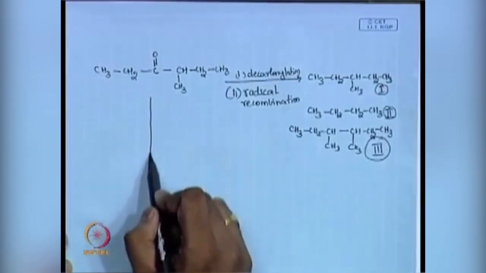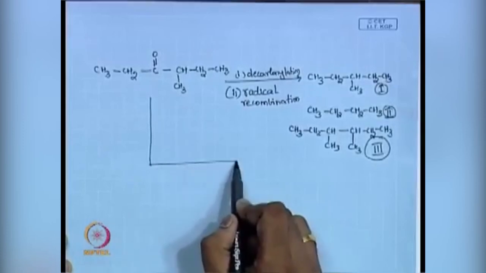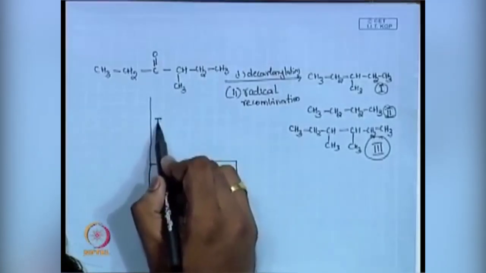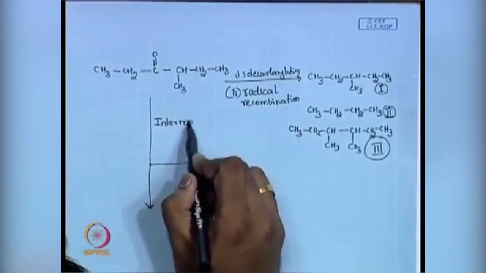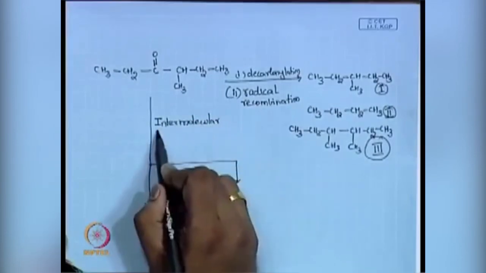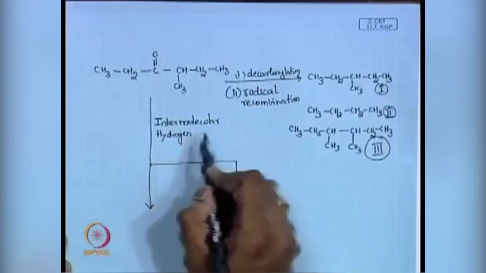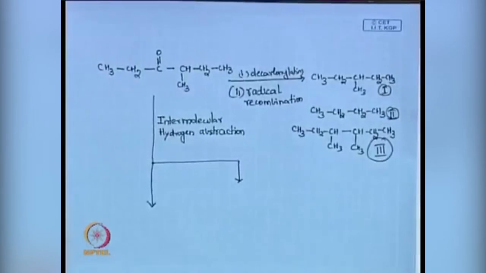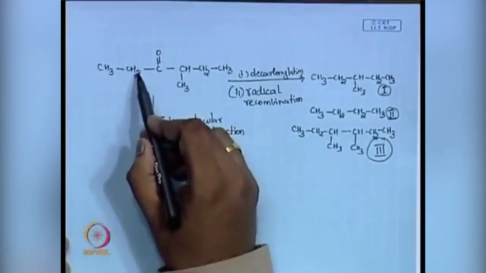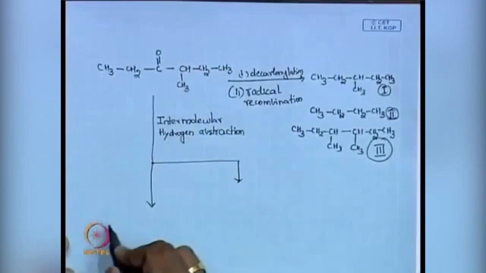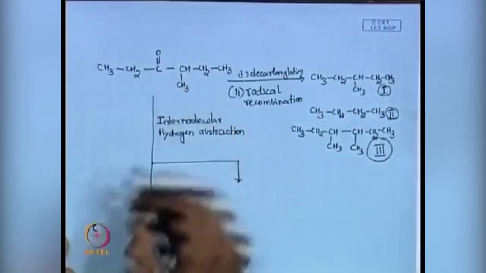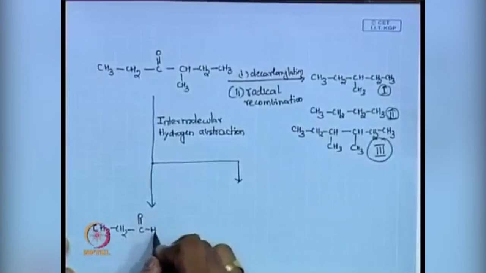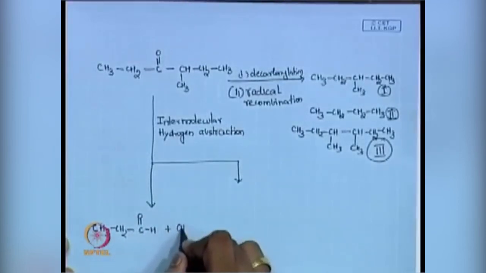Then we will write from here and we will say that it is an intermolecular hydrogen abstraction. Then what can I expect? If it is abstracting this beta hydrogen, then you write as, you get your aldehyde plus you get your alkene.